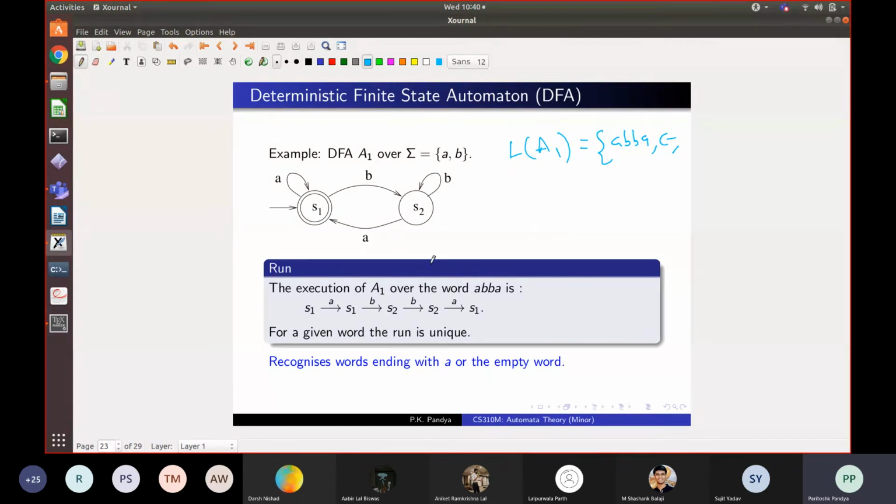What other words will be there? Remember, what is the behavior of this automaton? Whichever state it is in, whether it's in S1 or S2, on occurrence of an A, it will go to S1. And whichever state it is in, whether it's in S1 or S2, on occurrence of a B, it will go to S2. So the state in which the automaton winds up depends on the last letter of the word.